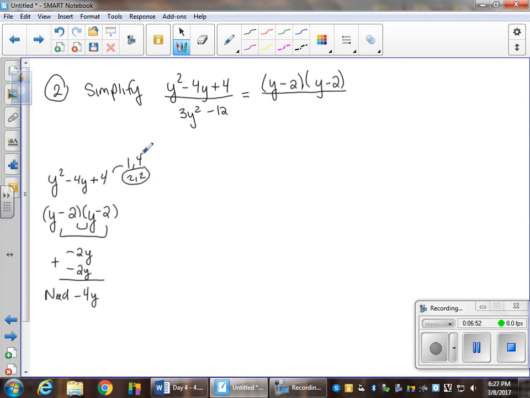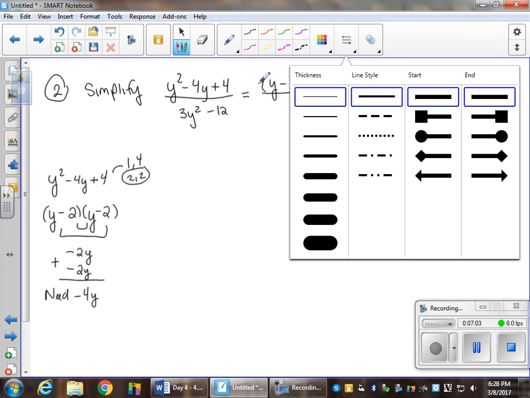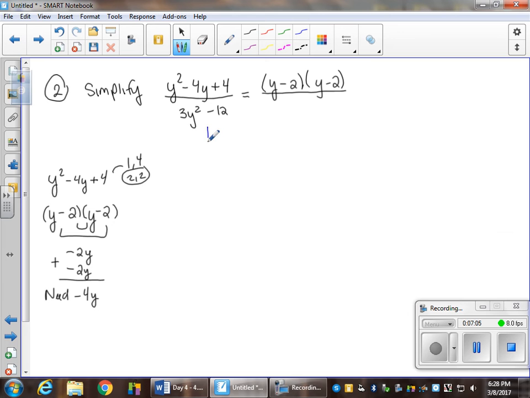Now let's factor the denominator. If you'll notice, the denominator does not have a middle term. So immediately, let's make a note here. No middle term.